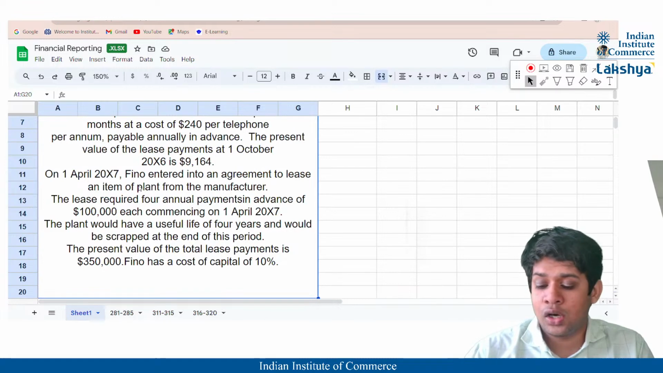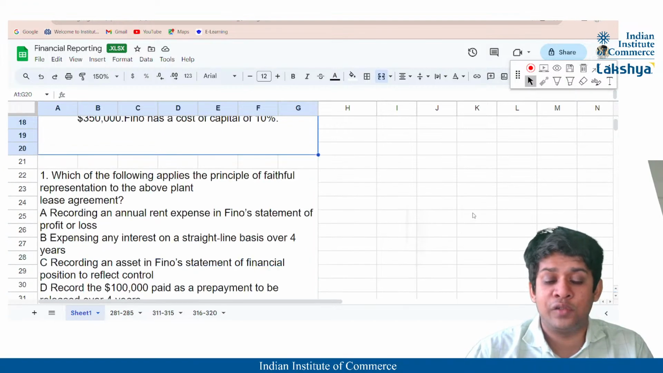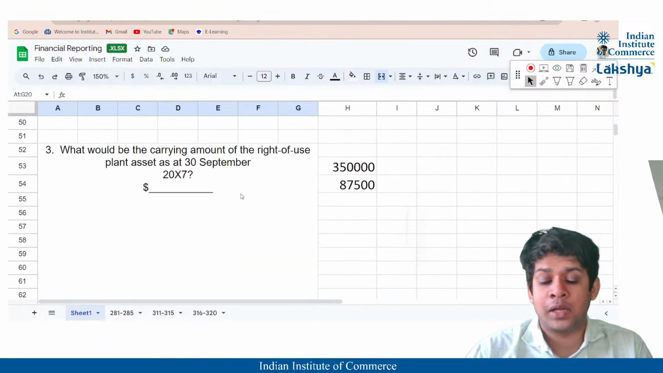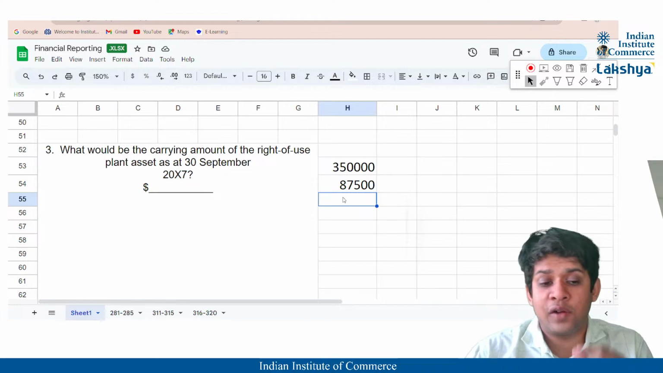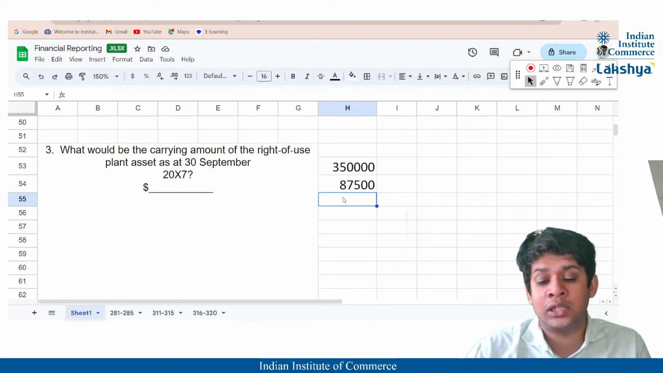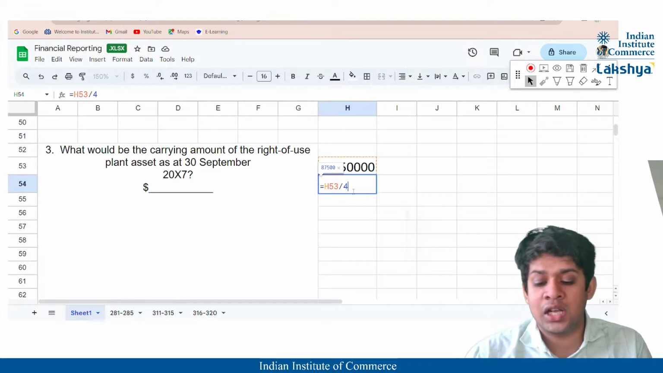this contract, the second contract, that means the plant lease is taken on 1st April, right? That means mid-year. And you have to calculate the carrying value of your right of use asset at 30th September. That means depreciation only from 1st April to 30th September will be charged in order to identify the carrying value at 30th September. Correct? So here depreciation will be charged only from April to September.